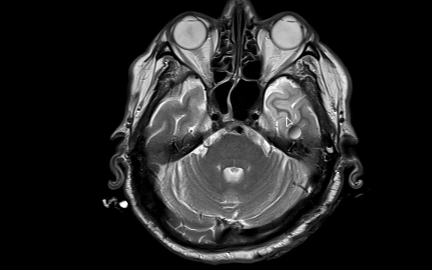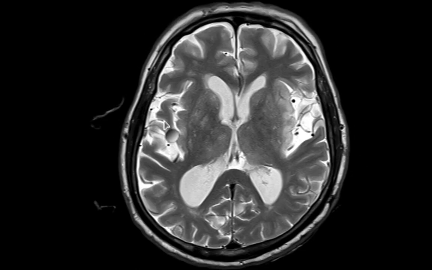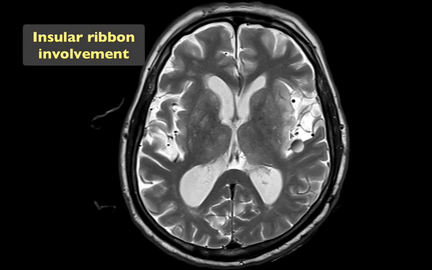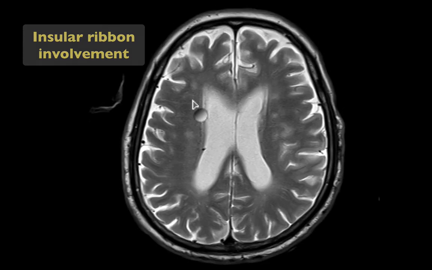This is a nice slice that shows you the cortex that's bright, especially compared to more normal cortex on the other side. As you go higher up, you see that the insula on the left side is abnormal. The right-sided insula is relatively normal. You might wonder about some signal changes here. However, the anterior part of the insula is okay.